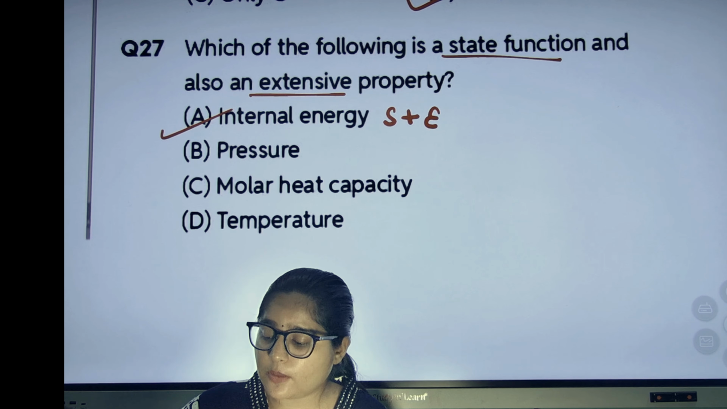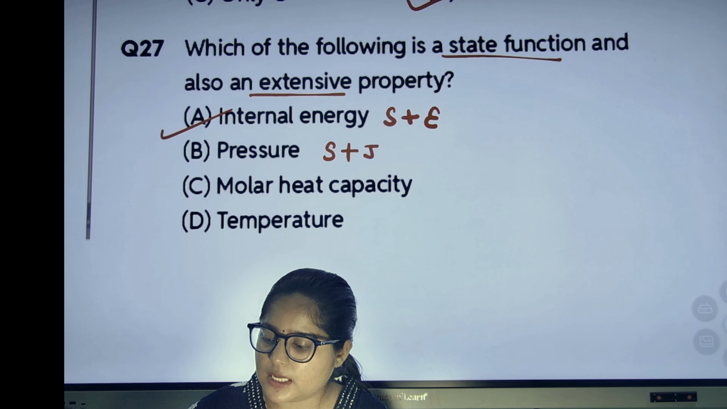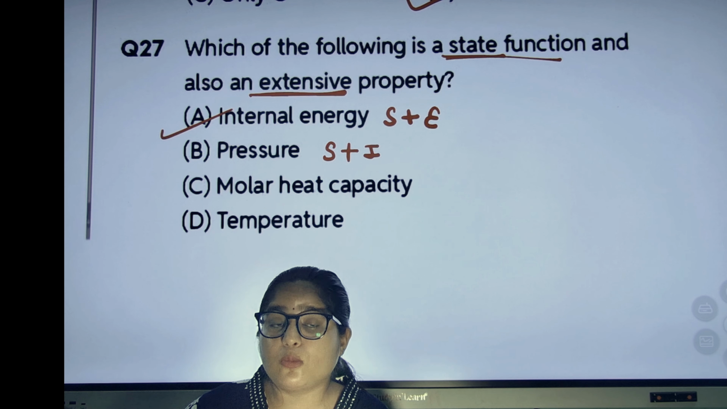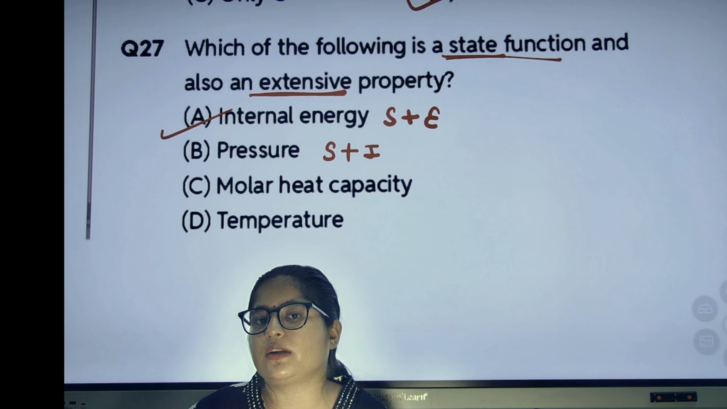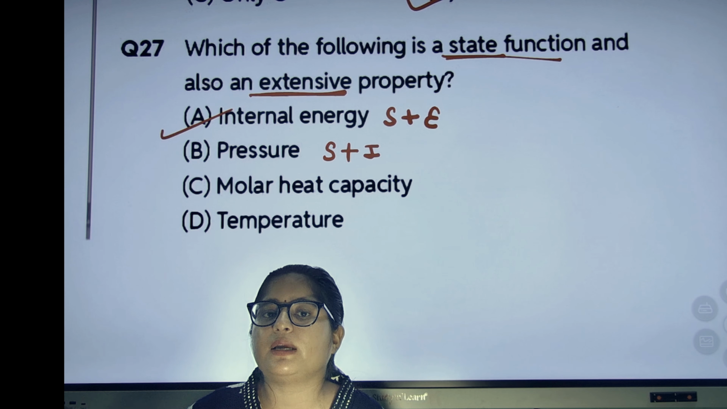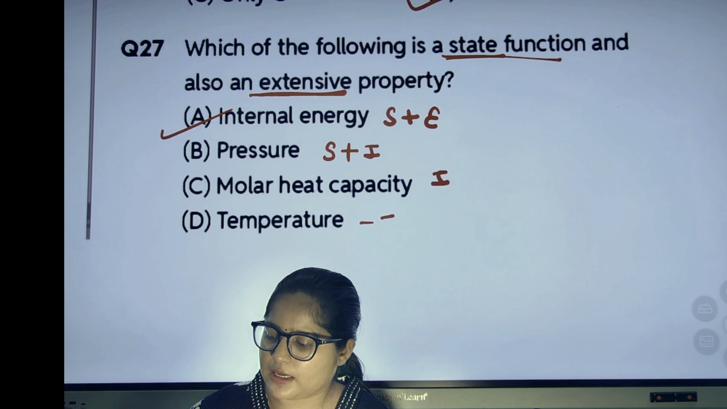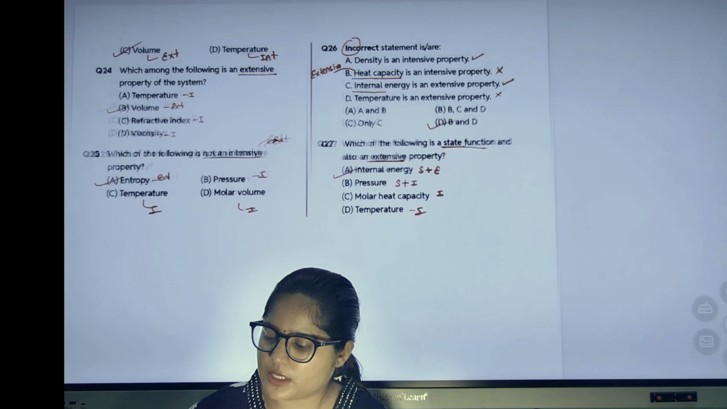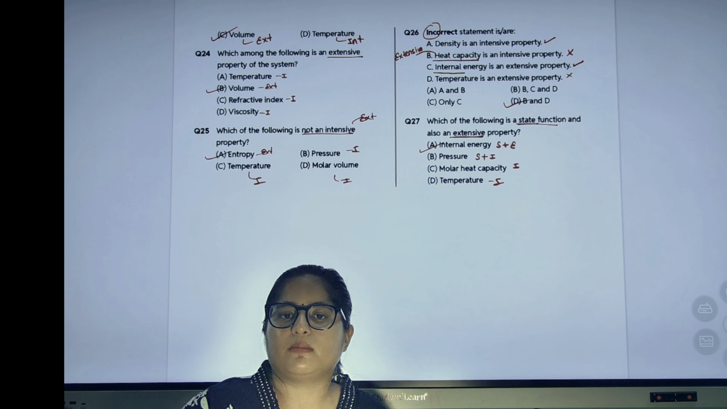Let us see the second option, pressure. Pressure is a state function, okay, fine, but pressure does not change, it is intensive. Now, state function plus extensive they are asking. Molar heat capacity: heat capacity was extensive, but molar heat capacity is the ratio of two extensive properties, so it becomes intensive. Temperature is intensive. So which option? The first option is correct. So here we have finished our DPP number 1.